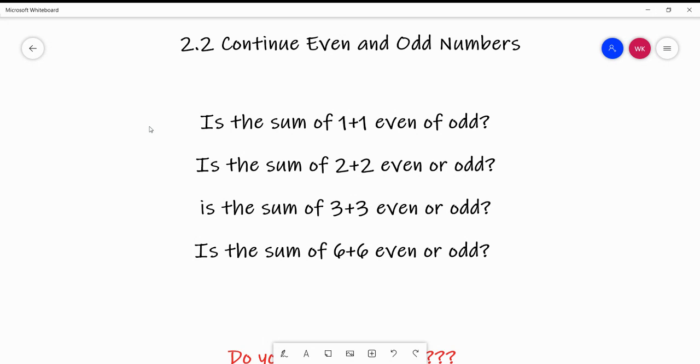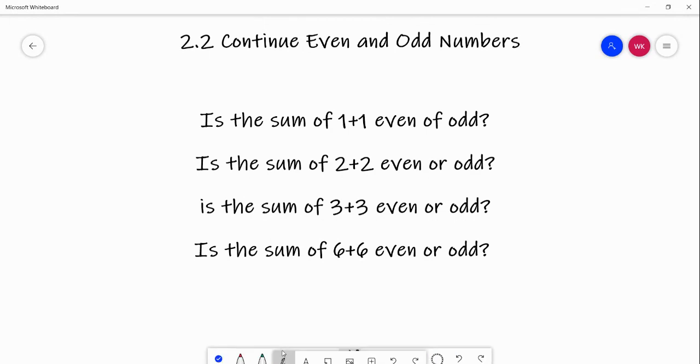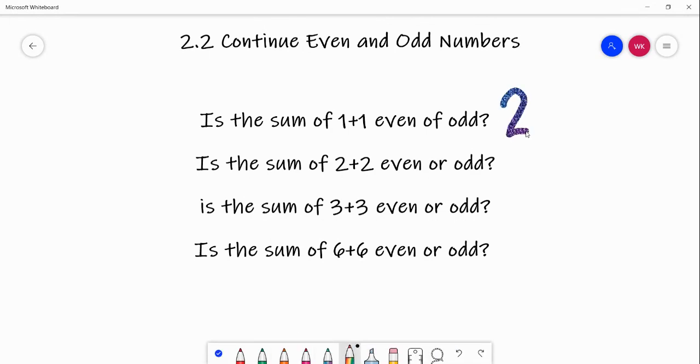So I want you to think in your head, is the sum of 1 plus 1 even or odd? So think 1 plus 1, oh, I know that's 2. So we have the answer 2. Is the sum of 2 plus 2 even or odd? So think 2 plus 2 equals 4. All right, keep going. Is the sum of 3 plus 3 even or odd? So 3 plus 3 equals 6.